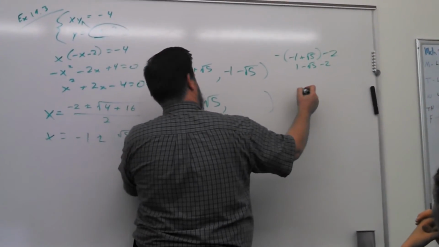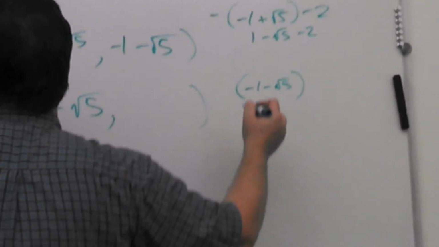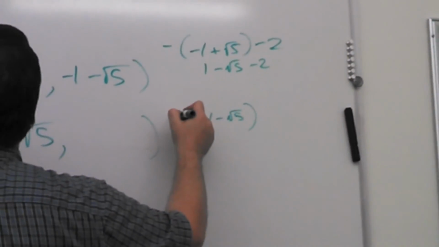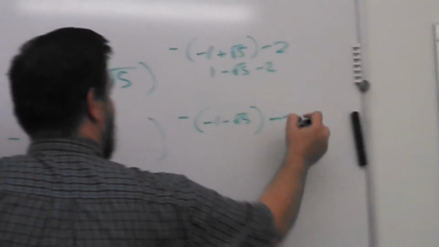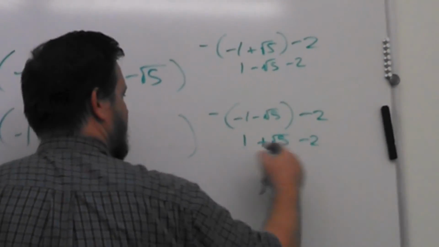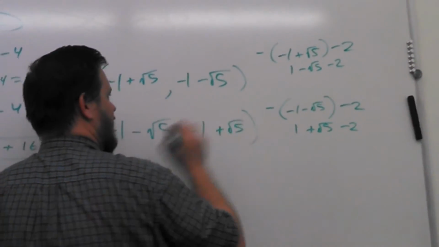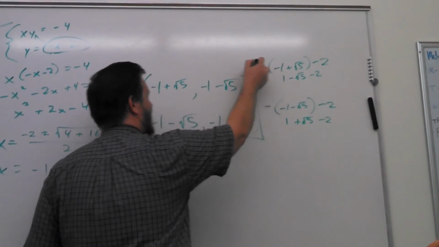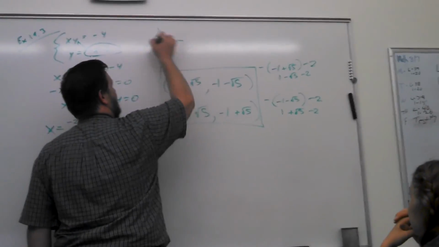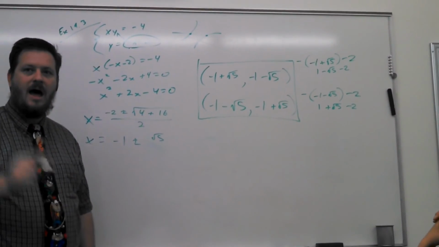Now for this case, we've got negative 1 minus radical 5. That's our x that we're plugging into here, so we need a negative of that. And with a minus 2 at the end, distribute the negative. 1 plus radical 5, minus 2, 1 minus 2 is negative 1, and a plus there. And here we have our 2 answers, because remember, the way it looked over here, there were going to be 2 solutions.